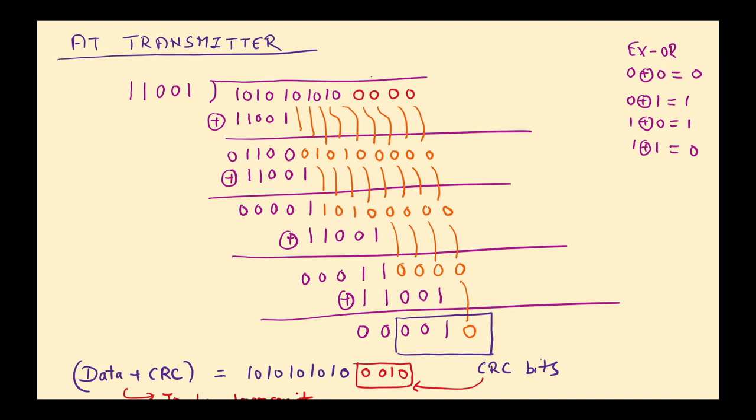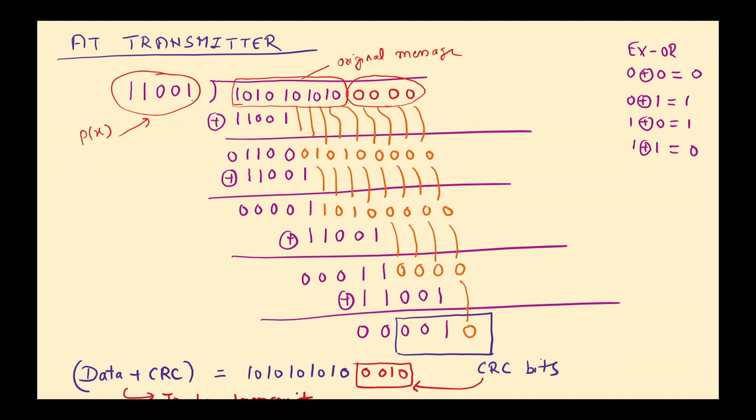So we have already included 4 extra 0s, and this is your original message. And this is your divisor that we generated from P(x). That is already given in polynomial form, and we converted it into binary data. So we have to divide here.